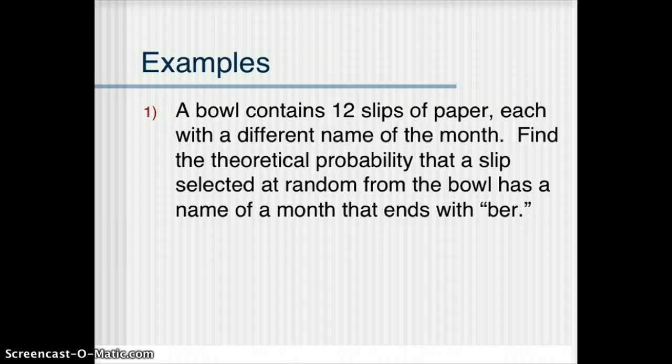Okay, let's try this problem. A bowl contains 12 slips of paper, each with a different name of the month. Find the theoretical probability, so in theory, that a slip selected at random from the bowl has a name of a month that ends with "burr." Try that on your own and then come and see if you get it right.